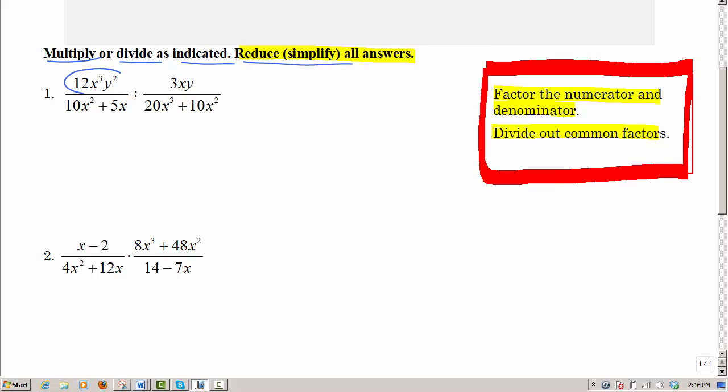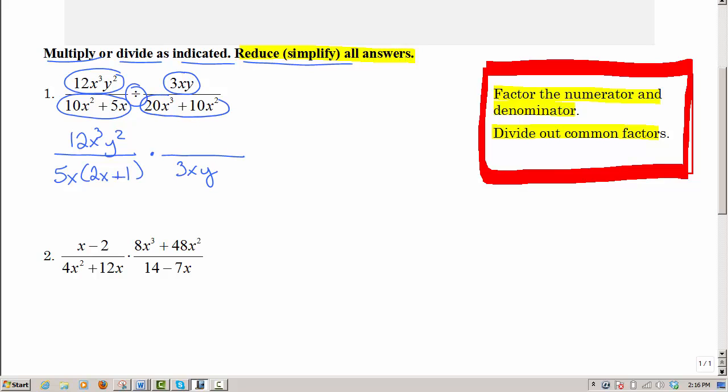Well, you cannot do anything with that because it's a monomial. So I'm going to leave that as it is. This is a binomial that we can factor. We can take out a 5x. And then because this is division, we're going to change it to multiplication of the reciprocal. So that's going to go on the bottom, and this is going to go on the top. Its common factor is 10x squared.